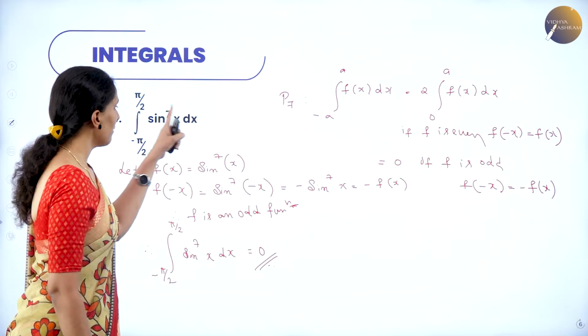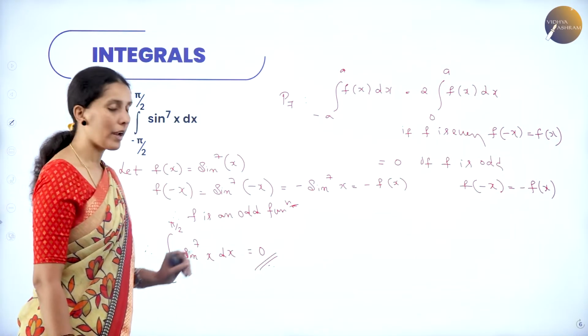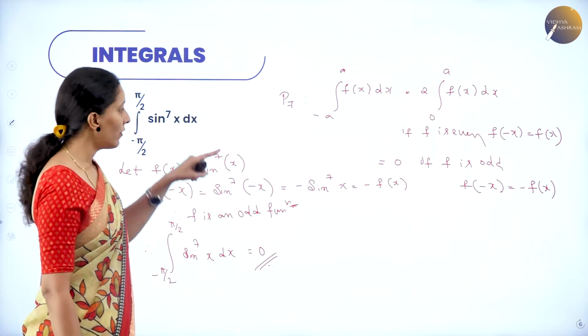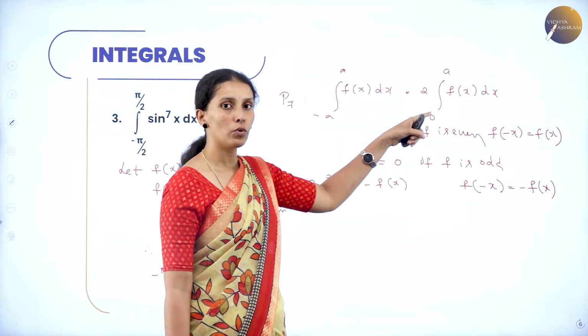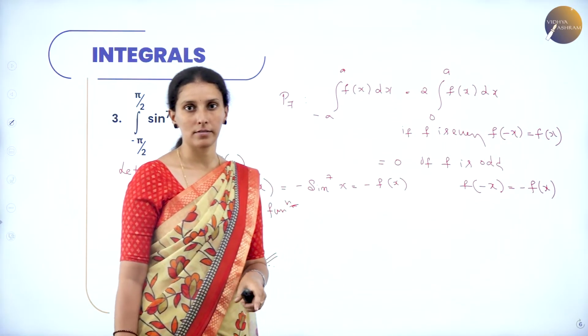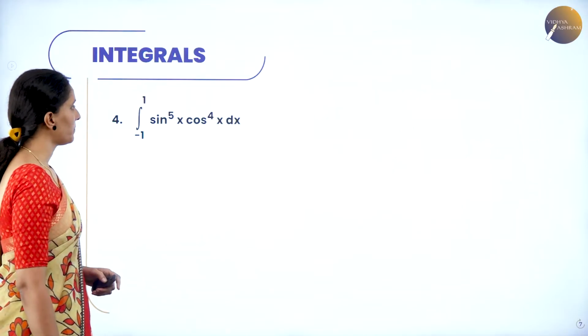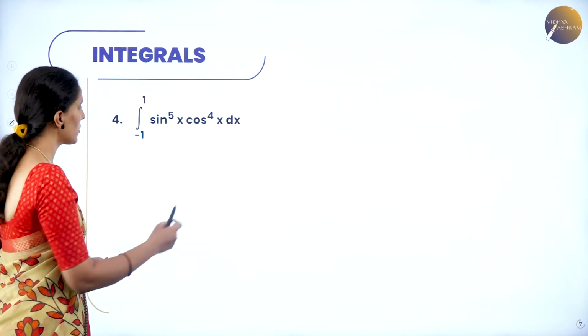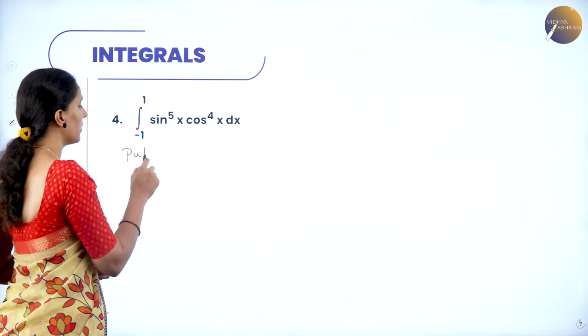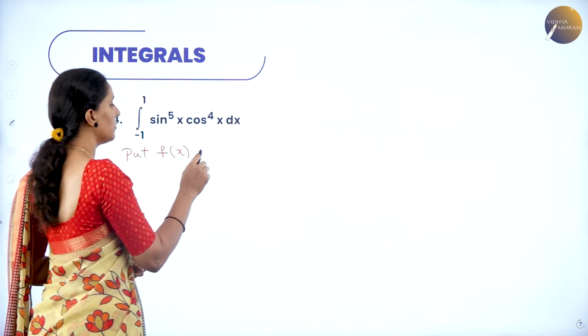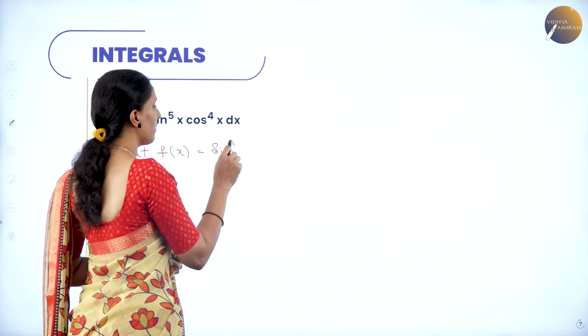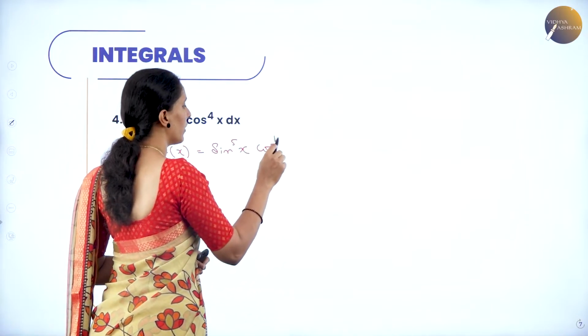If you show that the given function is odd, then you can easily write the integral as 0. If it is even, then you can write it as 2 times the integral from 0 to a of f of x dx. Next. Again here also the same thing we are going to apply. Put f of x is equal to sine power 5x cos power 4x.